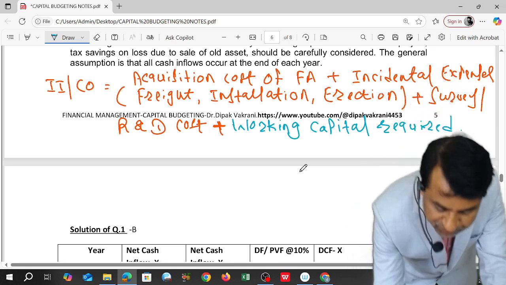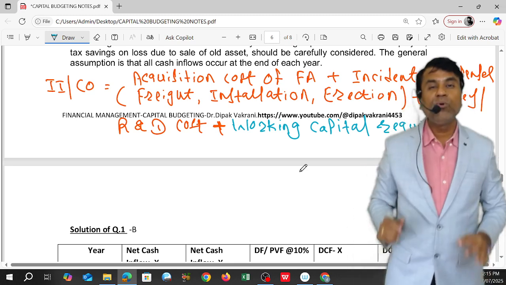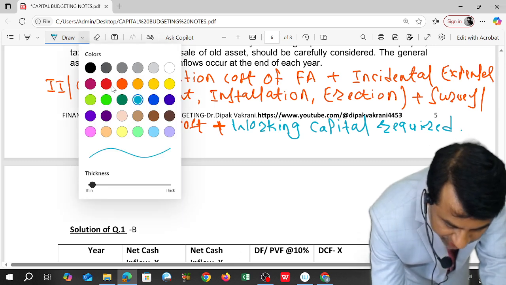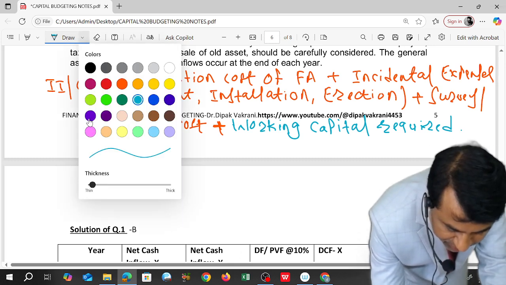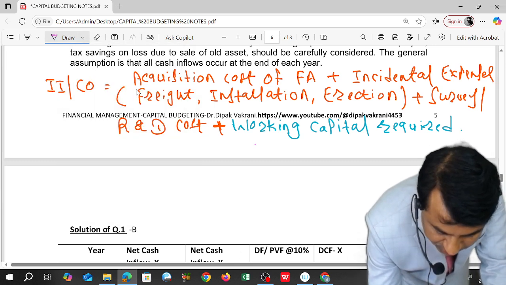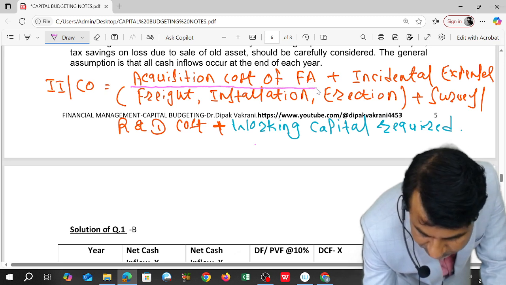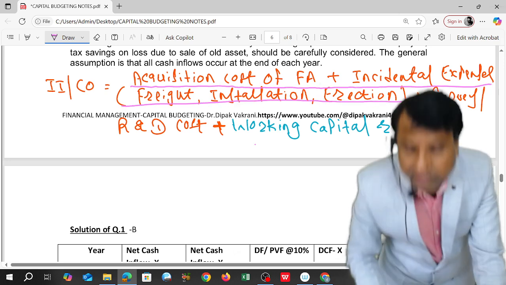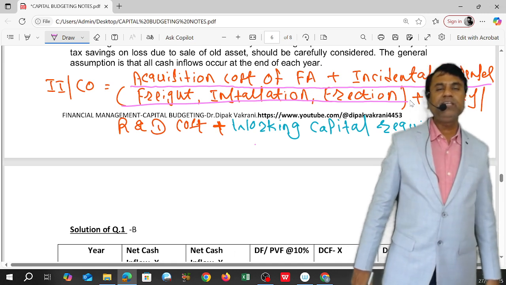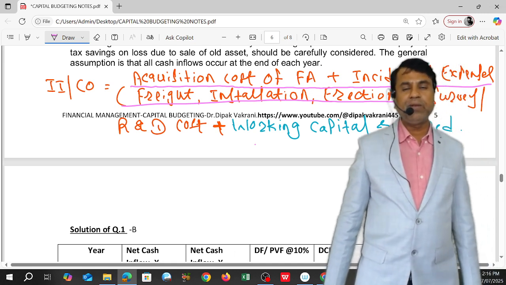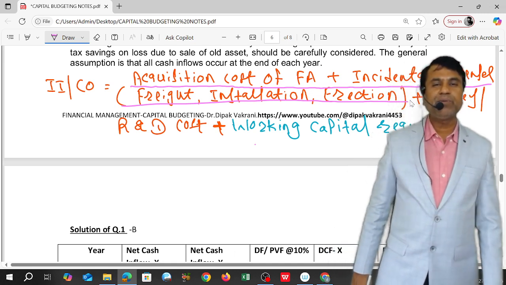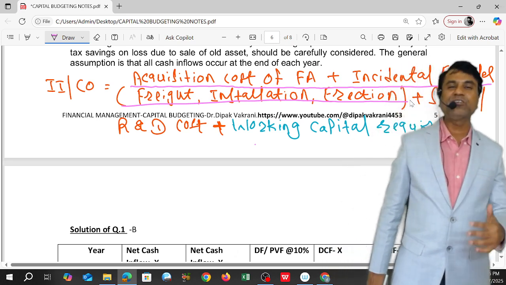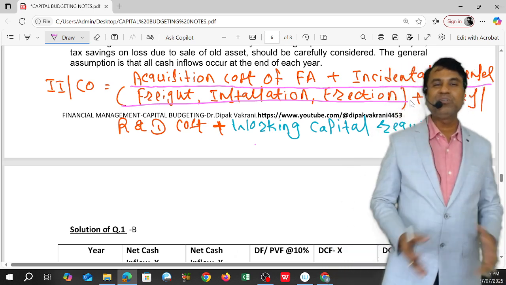Do remember, when we talk about only cost of the fixed asset, then the first two components will be considered only. So students, do remember, when we talk about the cost of the fixed asset, then only acquisition cost plus incidental expenses should be added to consider cost of the fixed asset, because any survey cost, any research and development, any working capital cannot be part and parcel of cost of the fixed asset, but it is cost of the project, because cost of the project is a broader term.